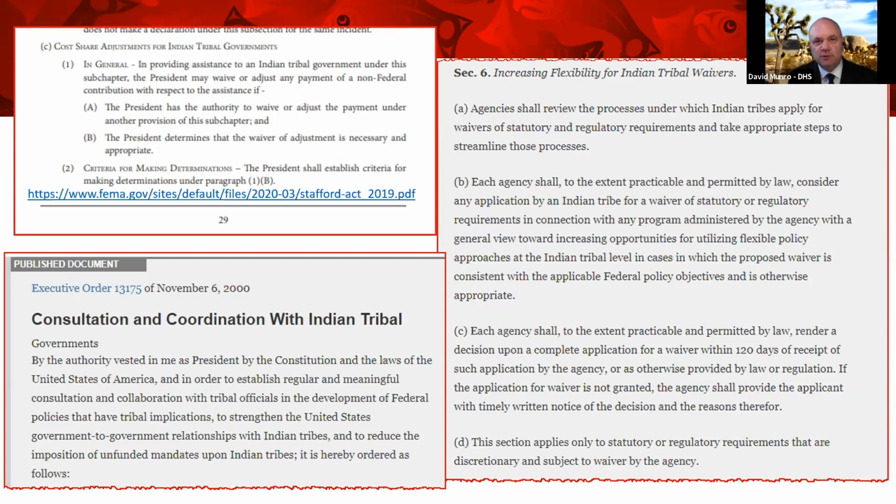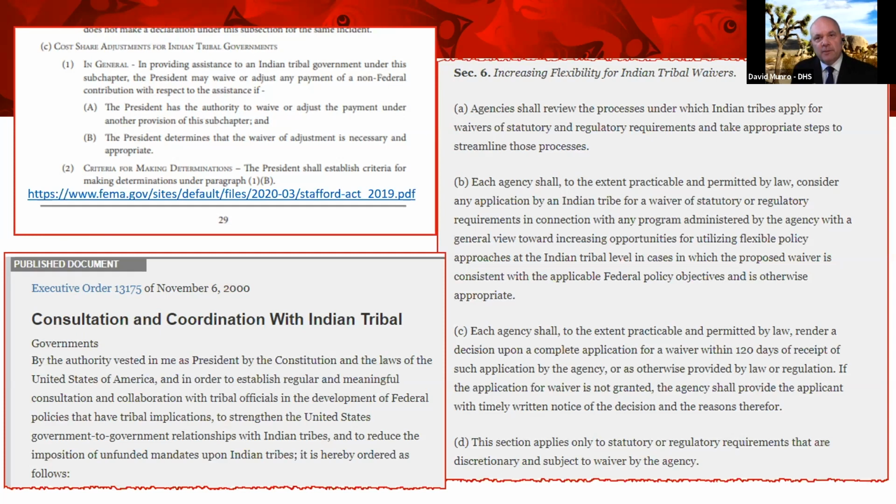But where this comes from, how we established this criteria, how FEMA came to these determinations of this much damage, this much cost to a tribe, this is what makes it less subjective of a determination of a disaster. In subparagraph two at the bottom, the president shall establish the criteria for making the determination. And that's where FEMA went through the consultation process in working with tribes.